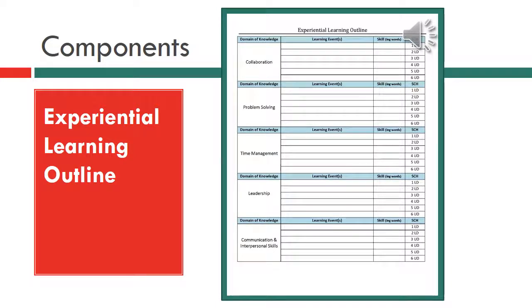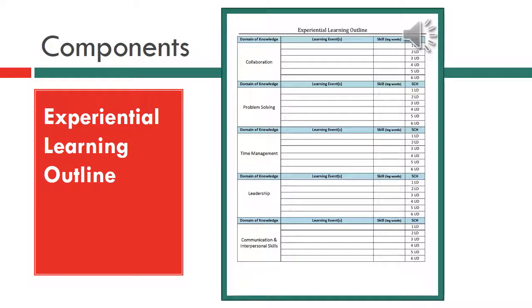So you have collaboration, you have problem solving, you have time management, leadership, and communication and interpersonal skills. And you'll be able to select which domain of knowledge that you plan to utilize. You'll select your own learning events to write about, and you will also select the skills that you're going to write about. Now, like some of the other documents, I believe it's the learning inventory, you only want to keep the lines that you use. So on this experiential learning outline, if you don't use communication and interpersonal skills as one of your domains of knowledge, you're going to want to delete that off of there.